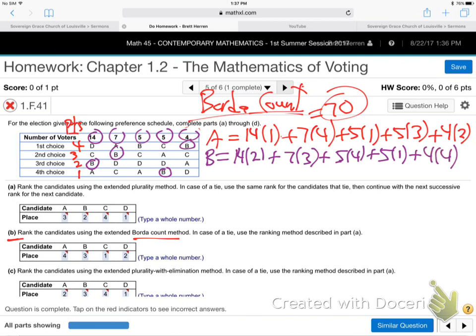So we got B's total? 90. All right. B is 90. So B is winning. B got more points than A. Let's keep going. We got to do C and then D. So now let's go figure out all the points for C. And then D.